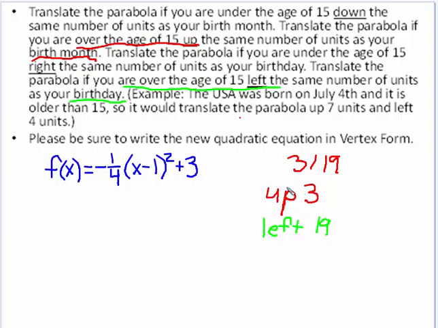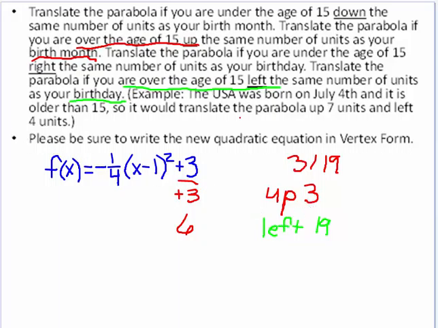So the first thing I'm going to do is the up 3 part. If you remember looking at your equation in vertex form, what affects the up or down is your k value. So if my k value is 3 and I want to go up 3, all I need to do is add 3 to that value, which gives me 6. By adding 3 here, I have moved the whole parabola up 3 places. Anytime I change the k value, I am affecting the position of the parabola up or down. That's a vertical shift. So we've added 3, which means we went up 3.